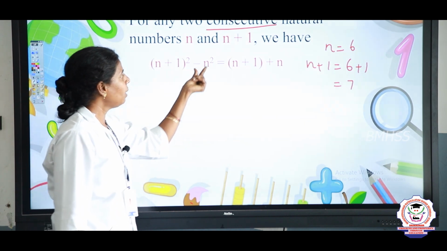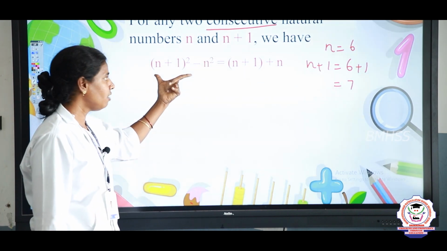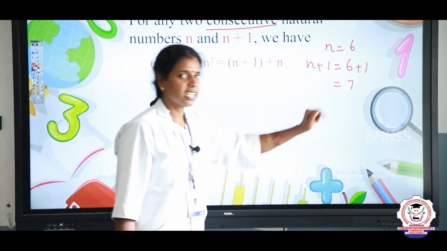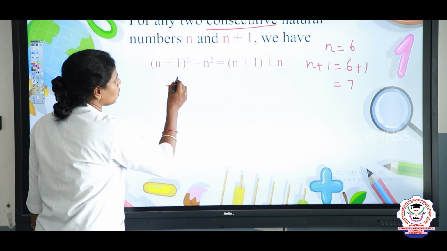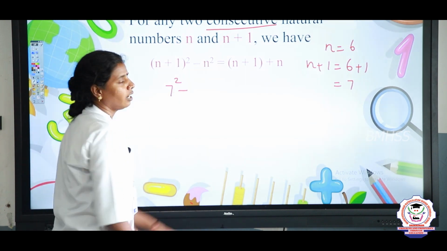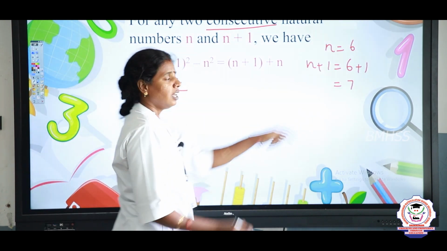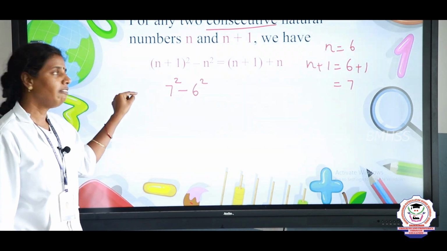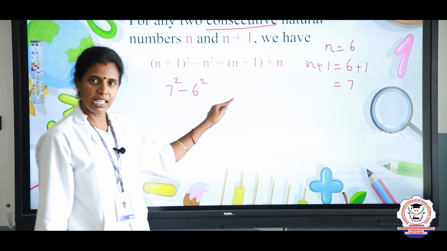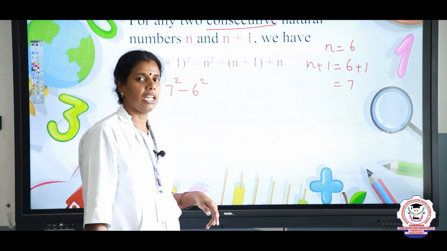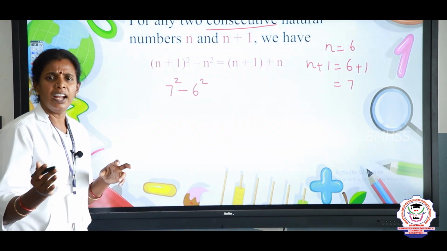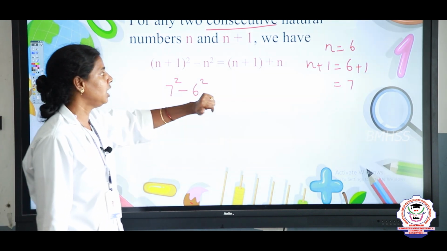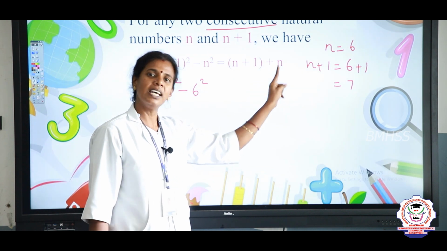(n plus 1) square minus n square. When the question is given like this, instead of n plus 1, we are going to take 7. So 7 square minus n square. n is what? 6. So 6 square. If your question is given like this, find the value of 7 square minus 6 square using the property, so no need to square the number and to find the difference of that number. Directly we can use the property which is given here, n plus 1 plus n.